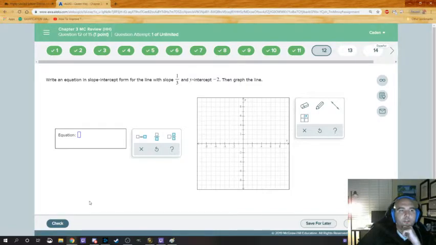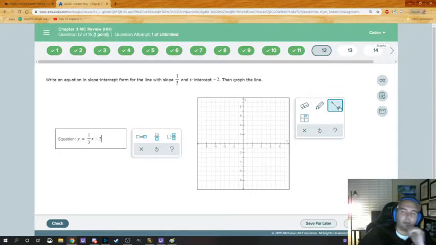Write an equation in slope-intercept form and graph the line. So that's y equals mx plus b. So y equals, and you're not actually going to put mx plus b. You're going to put the slope in place of the m. 1/3 x plus b, minus 2. Don't put plus negative 2. You can't do that anyways.